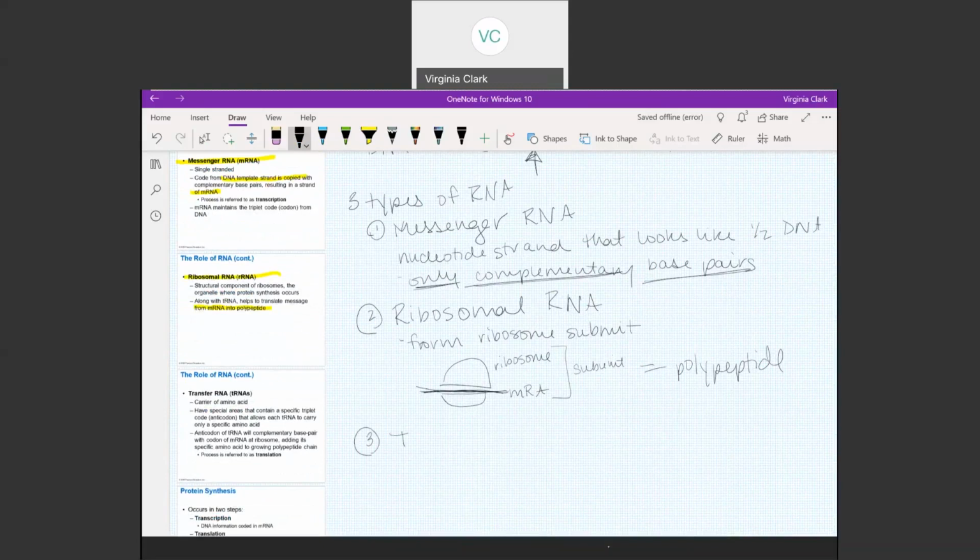And then the most abstract one, in my opinion, is going to be transfer RNA. So messenger RNA is also mRNA. Ribosomal is going to be rRNA. And transfer is going to be tRNA. Sorry I left that out earlier. So transfer RNA is the most abstract to me, and it is going to be a molecule that transfers an amino acid to the subunit.